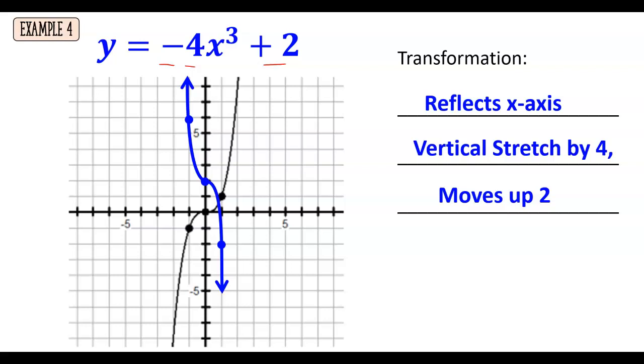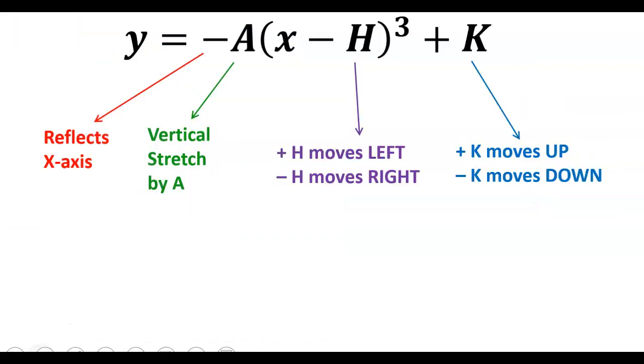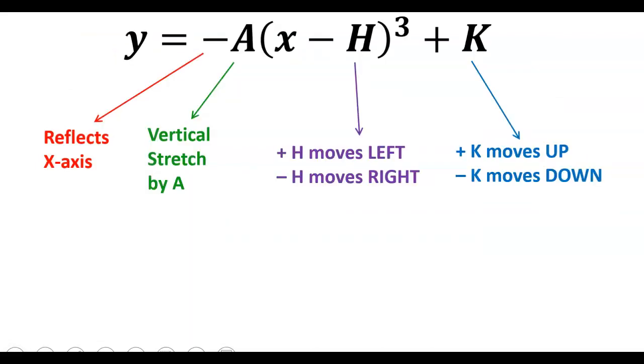And then plot those points. Up 2, and then up 4 over 1, down 4 over 1. Just make sure it's been reflected. Up left and down right. On to the next. Okay, so this is up here.